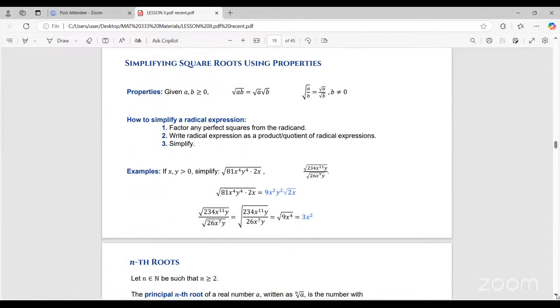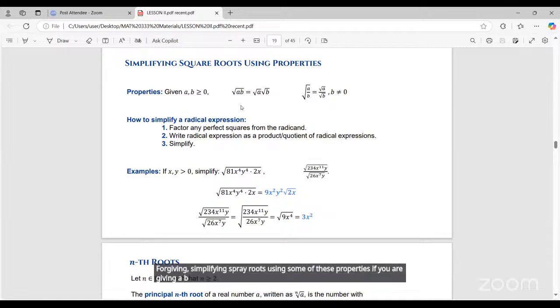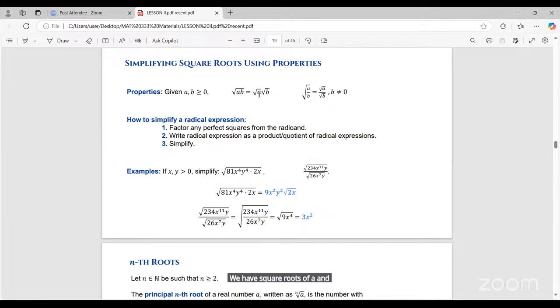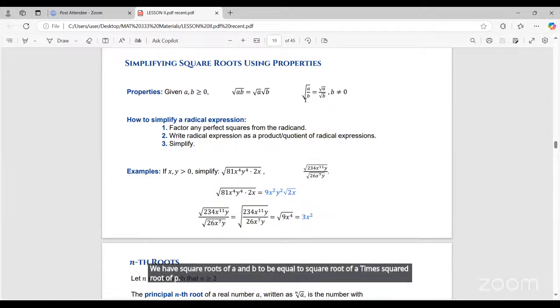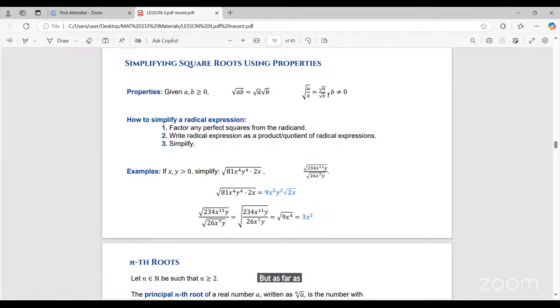If we are given simplifying square roots, using some of these properties: if you are given a and b greater than or equal to 0, we have the square root of ab equal to the square root of a times the square root of b. We have the square root of a over b equal to the square root of a over the square root of b, such that b is not equal to 0.